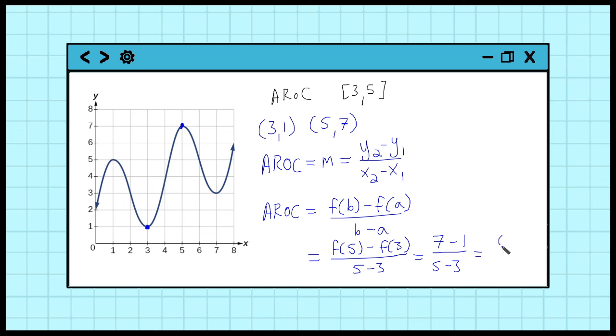7 minus 1 is 6. 5 minus 3 is 2. I can simplify this to get 3. So we can see that the average rate of change from 3 to 5 is 3.